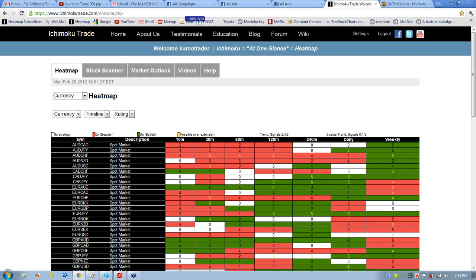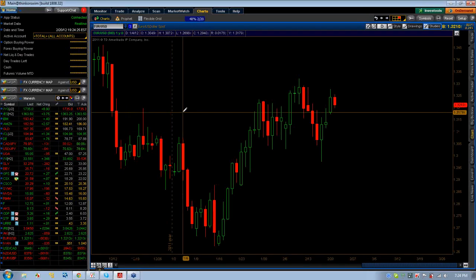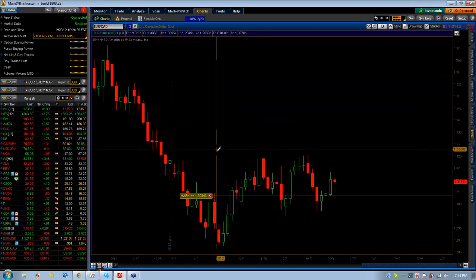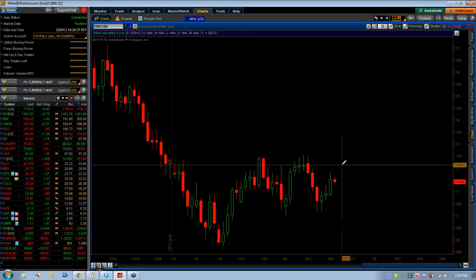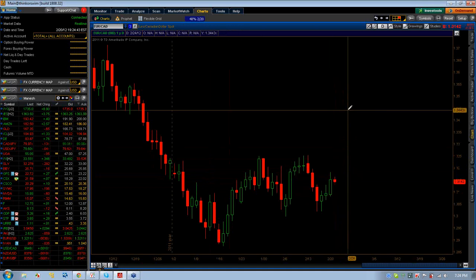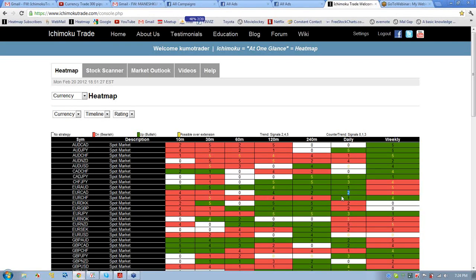So let's go look at some of these opportunities, like the EuroCAD on a daily time frame. We've got a 2. So I'm going to pull up my chart. I'm using Thinkorswim from TD Ameritrade. You could use whatever charting platform you want. This is the daily time frame here, and the heat map is telling me that there's an opportunity here to start a trend going long. Everyone okay with that? That's a number 2 on the heat map here. Now, that means there's an opportunity there.